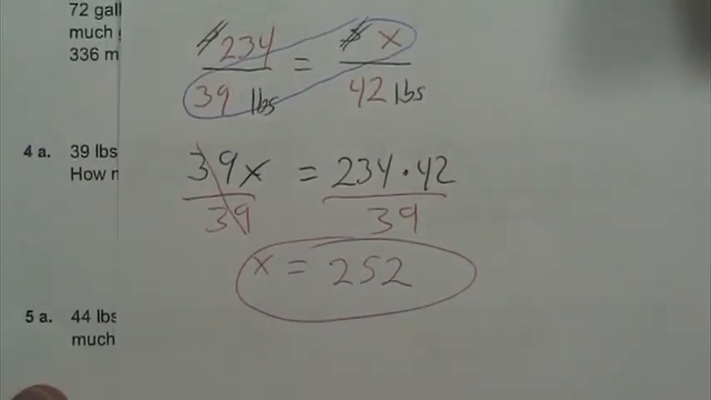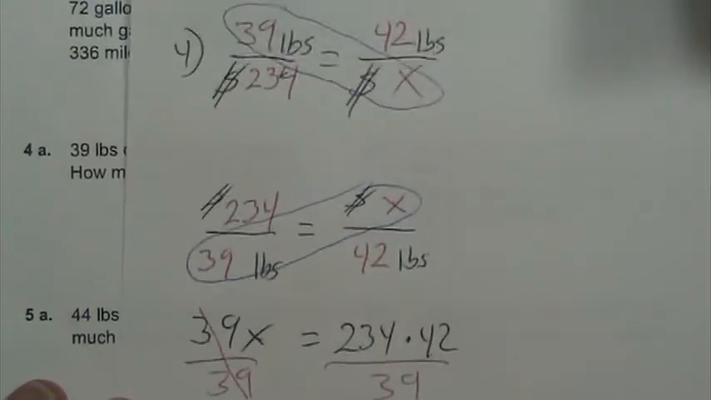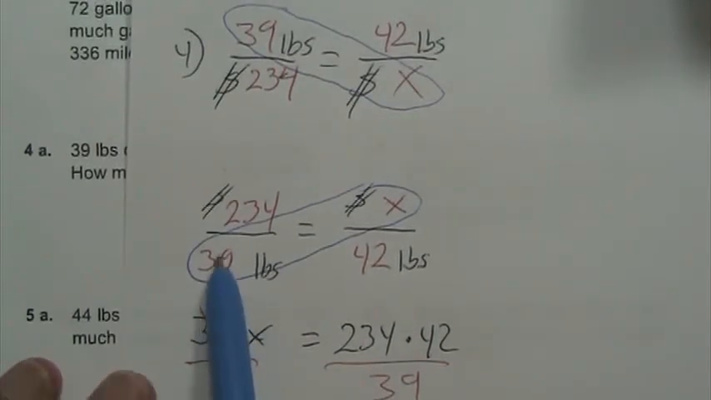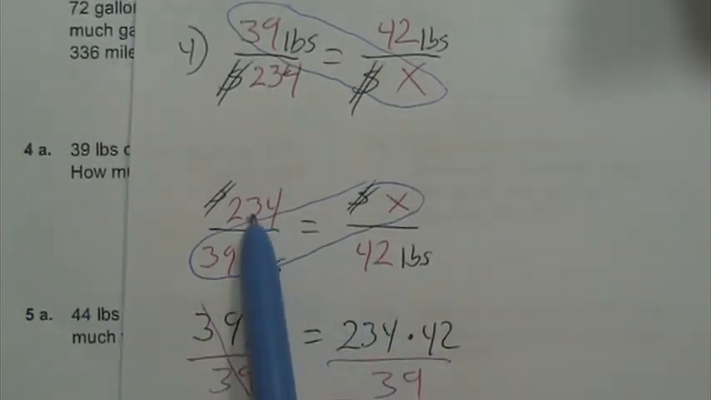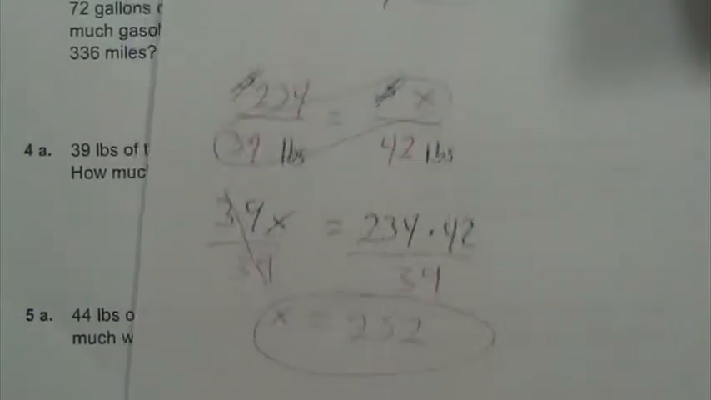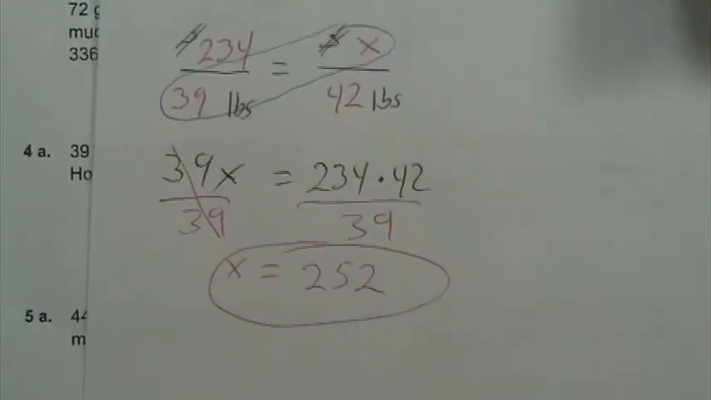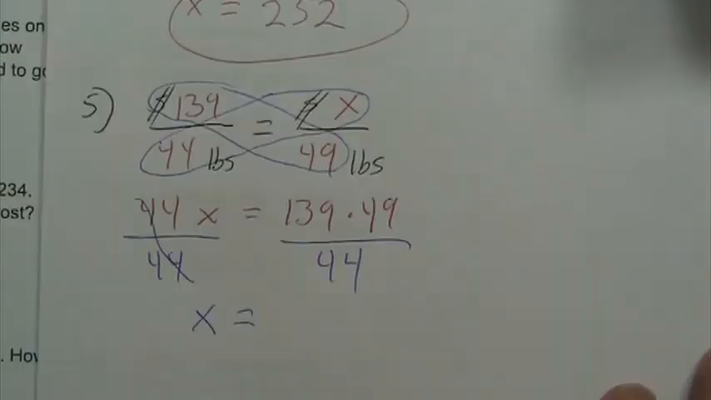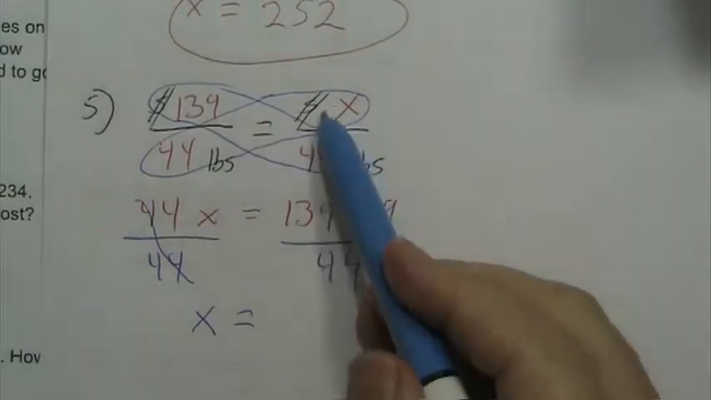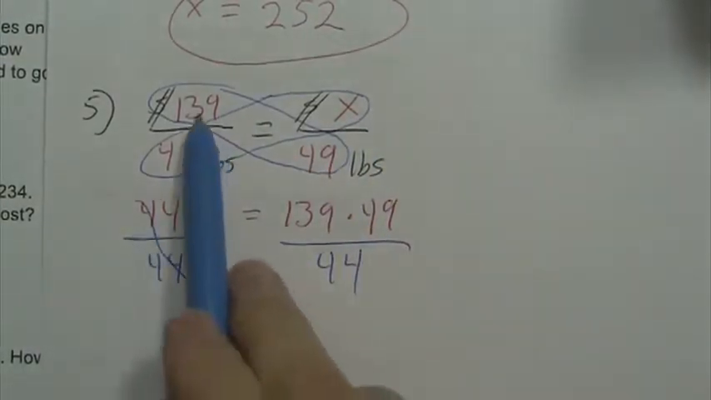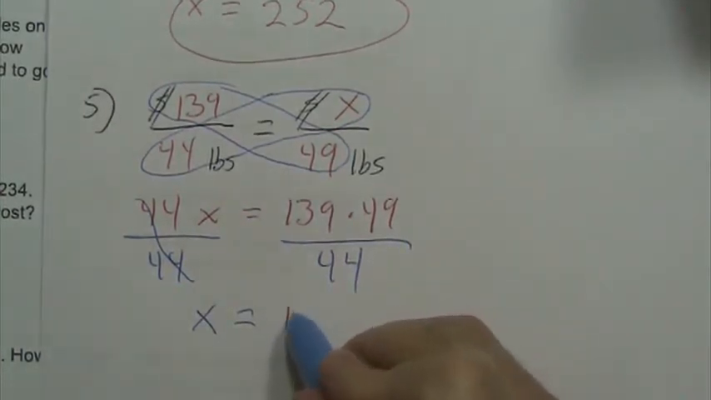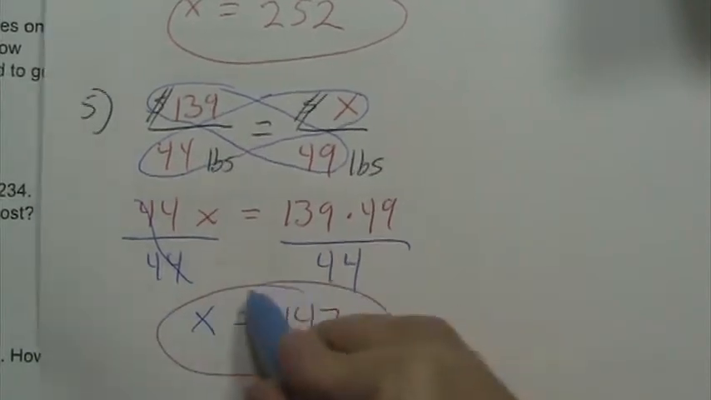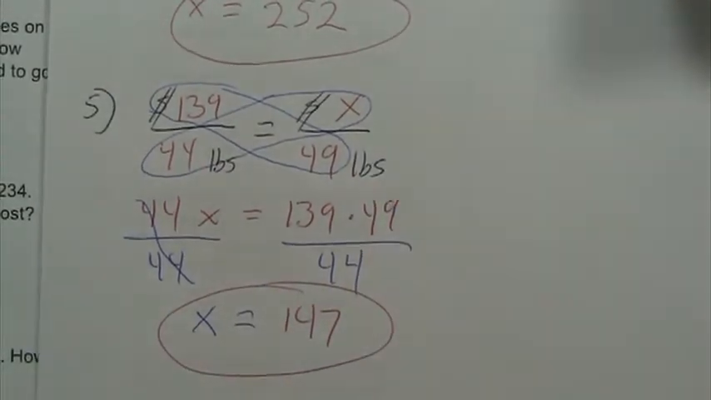252. And that makes sense because look at it here. Notice how it's going up from 39 to 42. So this has got to be higher over here. 234 is going to go up. It goes up to 252. It makes sense. If you did number 5, this is how it would be set up. Then you do cross products, divide by 44, and your answer is $147. That's if you did number 5.